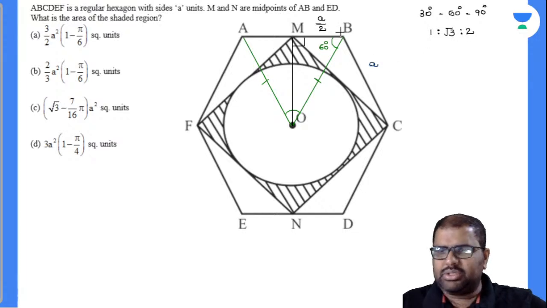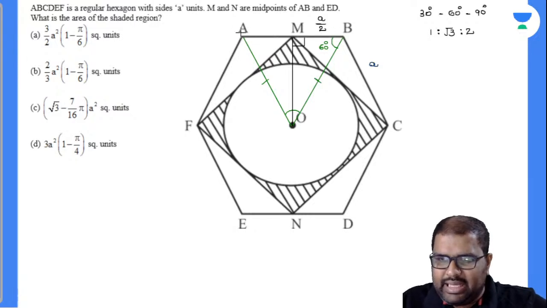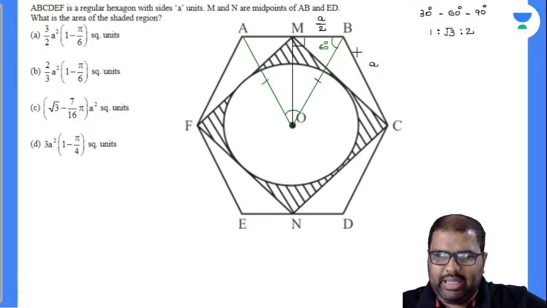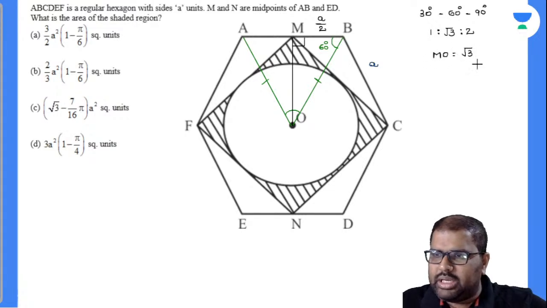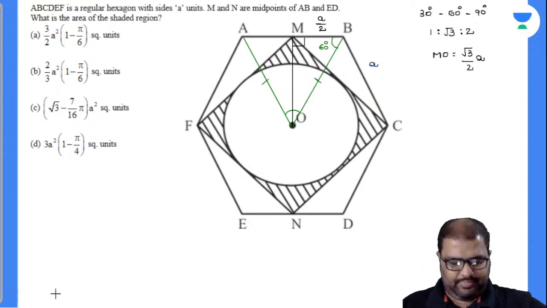So automatically I got one value. My hypotenuse, now see, this is A by 2. Now automatically everybody knows AB is A, AO is A, OB is A. Now this is A, so MO value will be how much? MO value will be root 3 by 2 A. Am I right or wrong? I'll take down root 3 by 2 A.